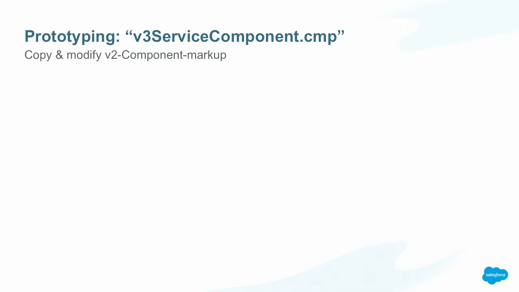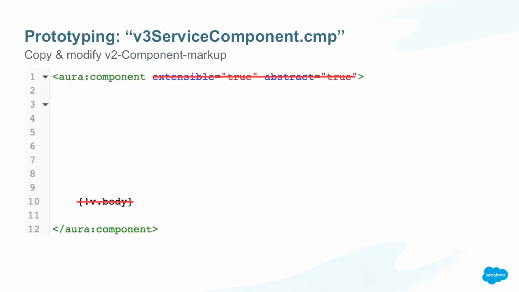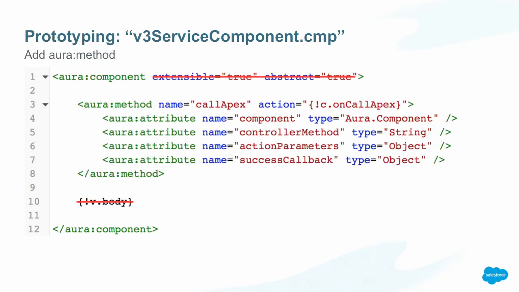Again, when we look at the previous example, we had this extensible and abstract stuff, and we had this vBody tag. No need for that. We're creating a real component, so we just use aura:component, and that's it. Nothing else. Now we have to define the Aura method. This also has to be done in the markup, which is a little bit strange, because I'm used to defining methods in Apex or in Lightning, but here I have to do it with markup.